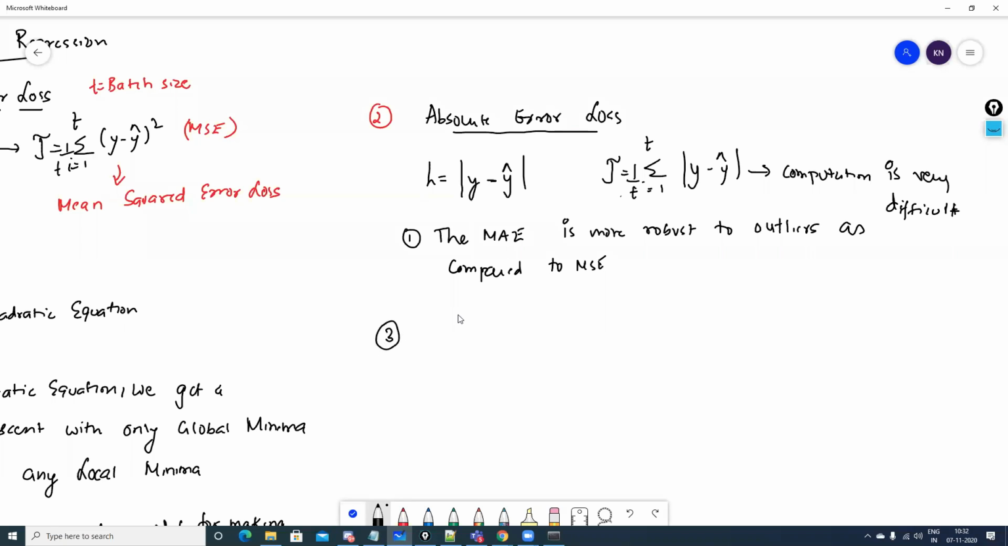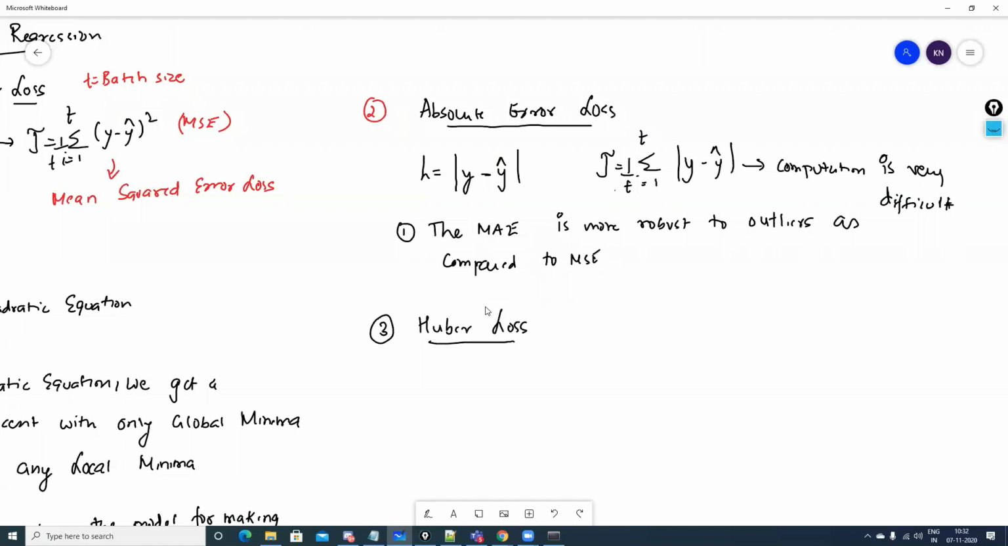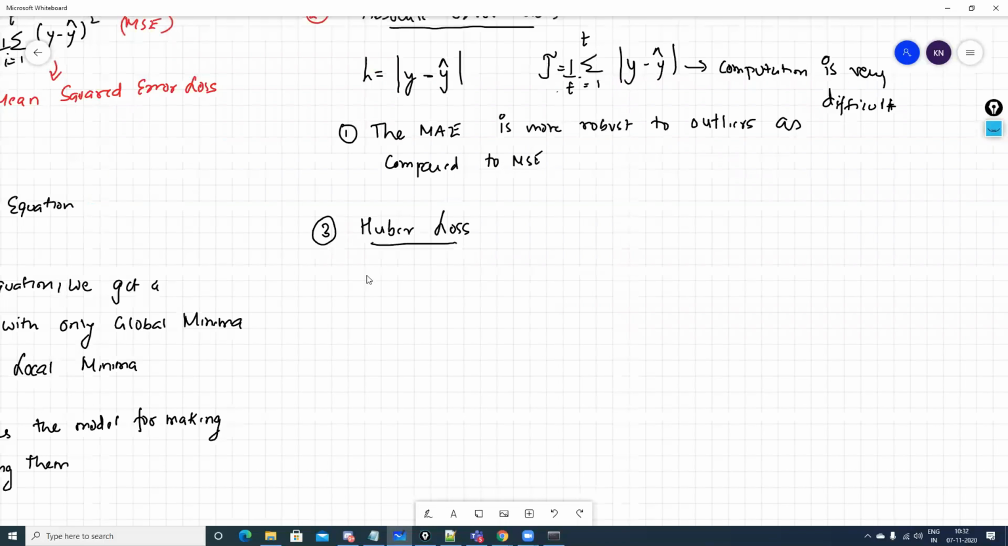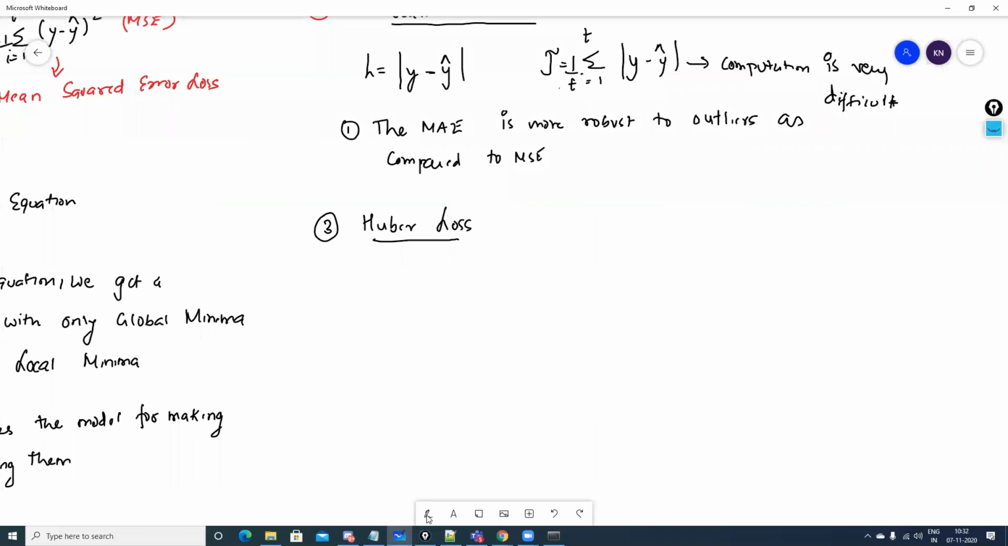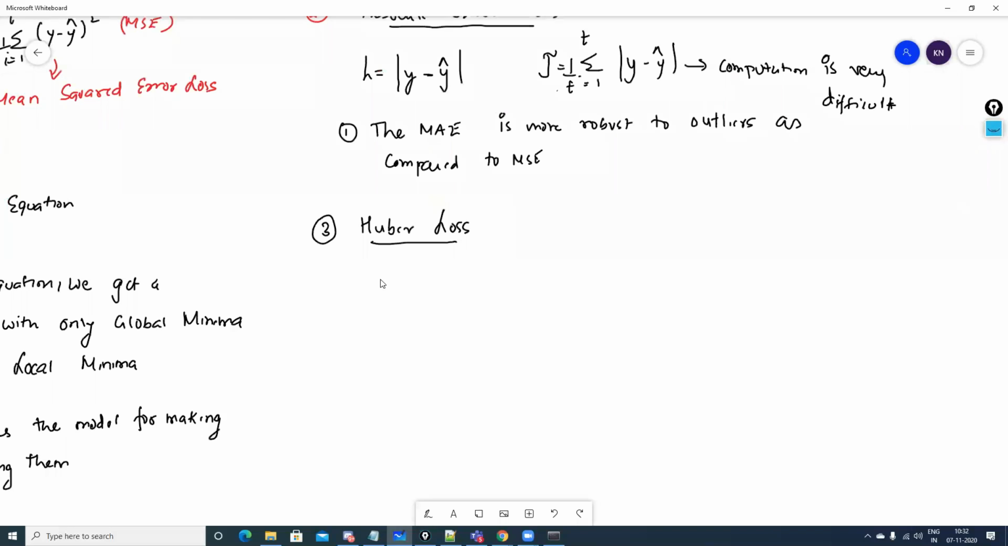Now, coming to the third part, we basically say it as Huber loss. In this part, guys, what we are going to do is take the combination of both quadratic, or you can also say, we are going to combine both mean squared error and the second one, which is called mean absolute error. We are going to combine this.